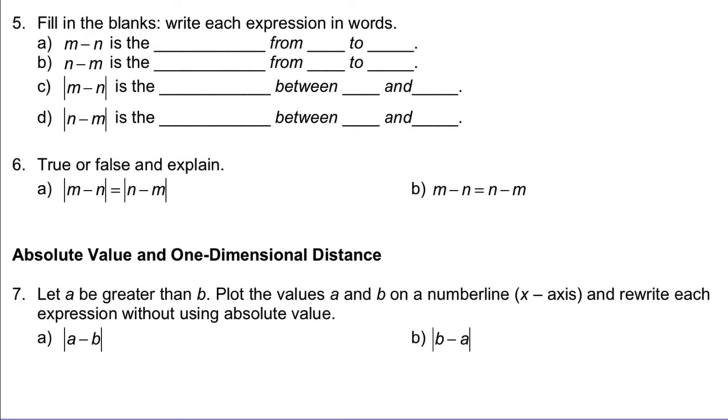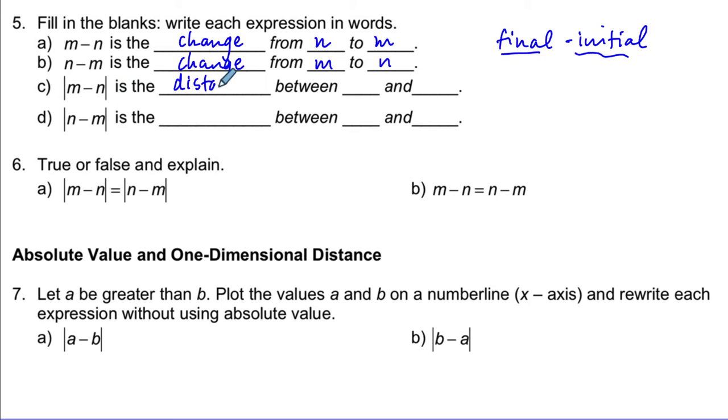M minus N is, without absolute value, the change from, now remember, the final value comes first, and the initial value comes second in the subtraction. So because m comes first, it's our final value, and n in the subtraction is second, is our initial value. It's the reverse in the second one. N minus m is the change from m to n. The final value is written first in the subtraction, and the initial value is written second.